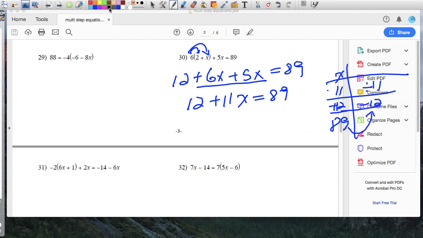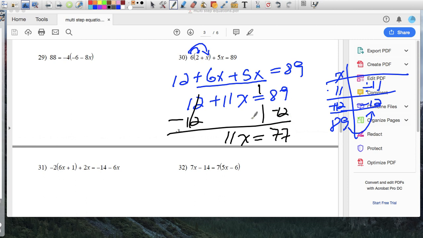So let's do that. Minus 12, minus 12. I have 11x. 9 minus 2 is 7. 8 minus 1 is 6. So I got 77. Now I have to divide both sides by 11. And x equals 7. So that was pretty easy.